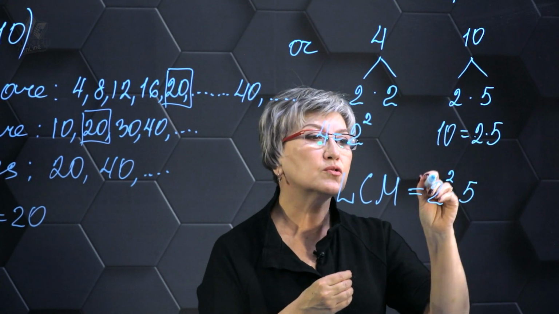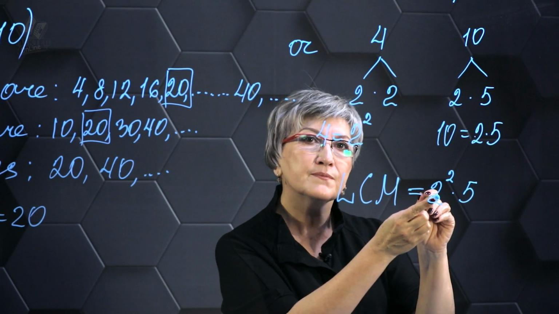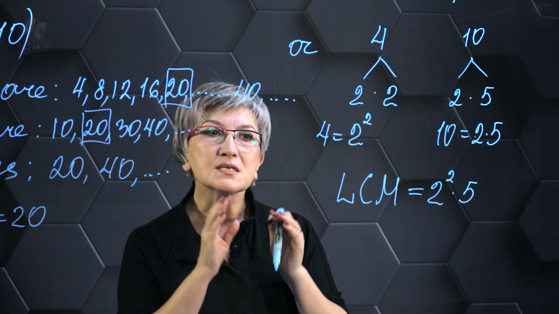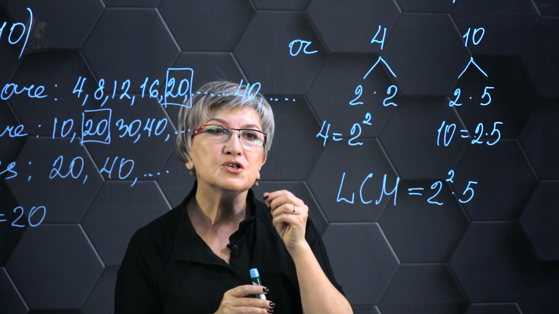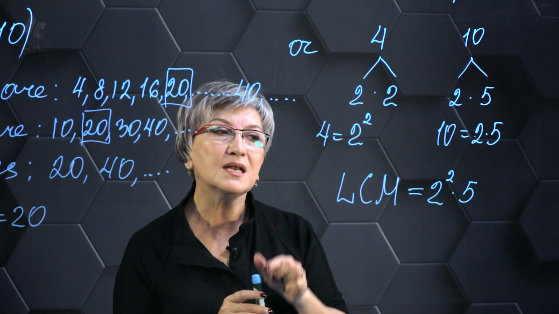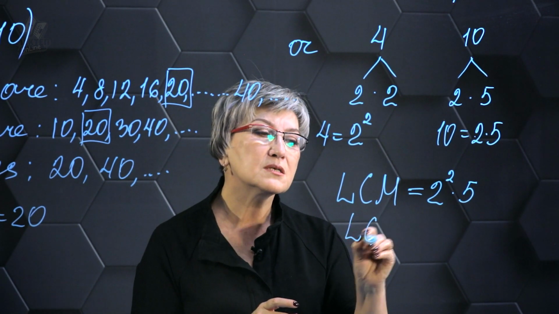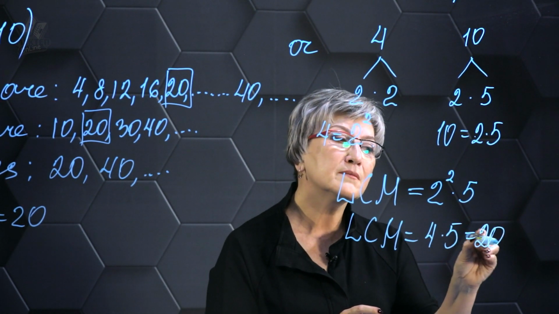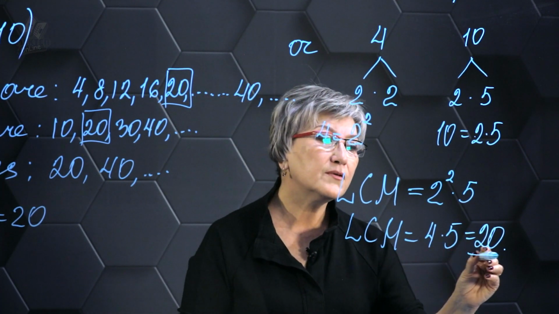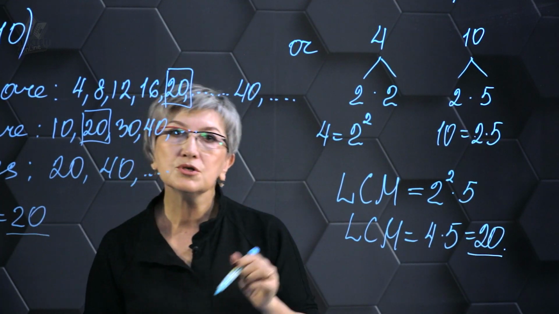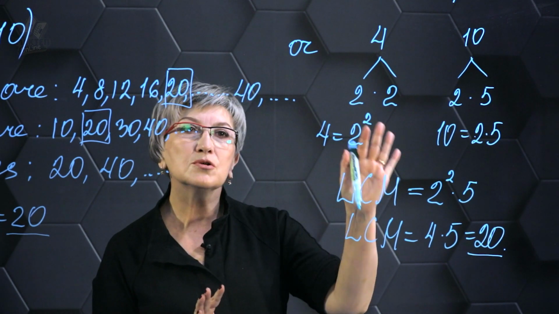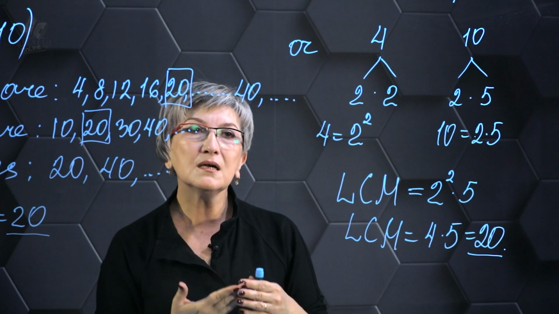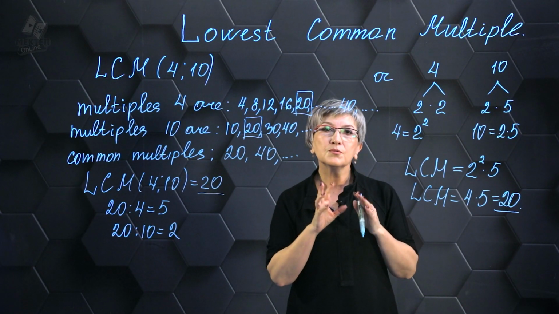Why am I not writing this 2? Because I already have two 2's. That's two 2's, so I'm not going to repeat or write down this 2. The most important thing here is to write down each factor to the maximum power. Consequently, when I multiply, the result is 4 times 5, which is 20. Check it out! In this case we got 20, and in this case we also got 20. But I believe this method is much easier than listing all of the multiples. Although the first method works as well, and it always works.